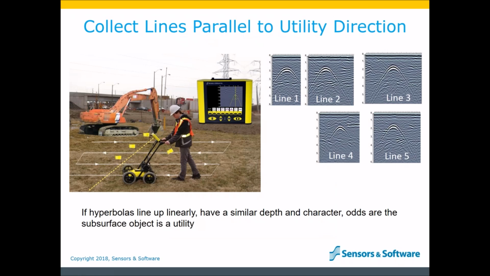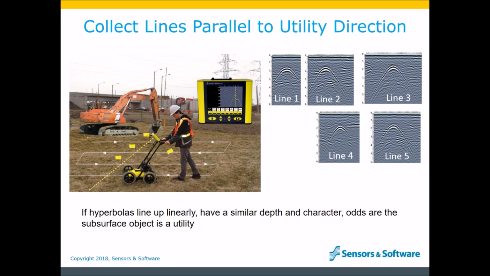So remember that GPR reflects off many objects in the ground: rocks, tree roots, debris, just to name a few. When you collect a single line of data and you see a hyperbola, how do you know it's a pipe and not a rock? You need to check to determine linearity.